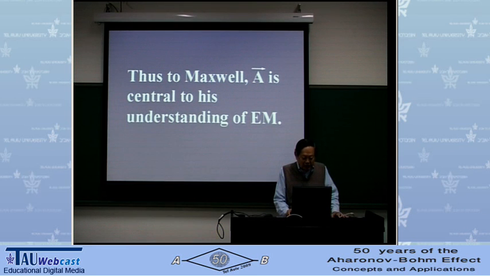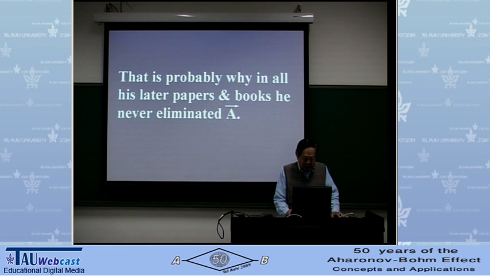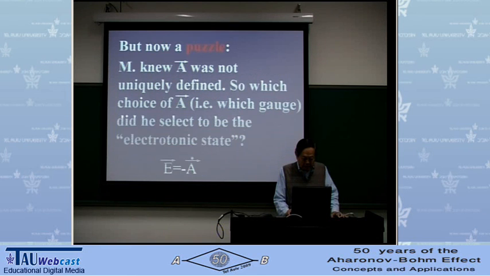Thus to Maxwell, A is central to his understanding of electromagnetism. That is probably why in all his later papers and in his books, he never eliminated the vector potential. But now, before we go on, let me mention a puzzle. Maxwell knew that the vector potential was not uniquely defined. So we should ask, which choice of A, in modern language which gauge, did he select to be the electrotonic state in formulating this formula at the bottom?